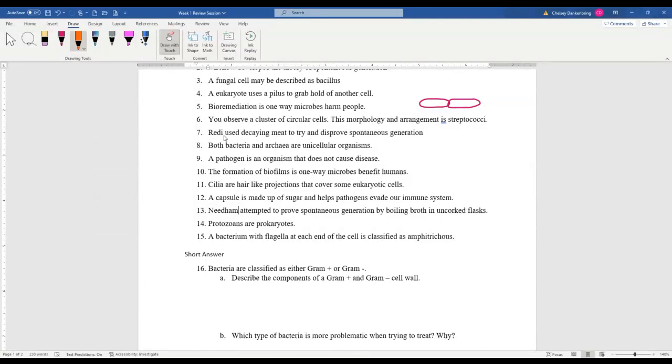All right, number 13, Needham attempted to prove spontaneous generation by boiling broth in uncorked flasks. Ready to go.